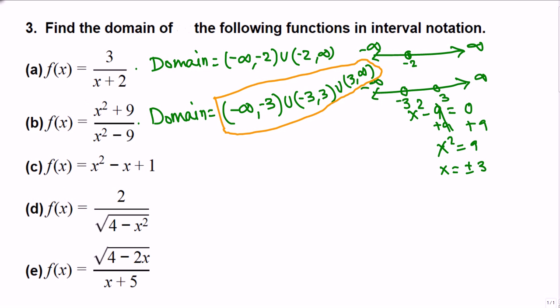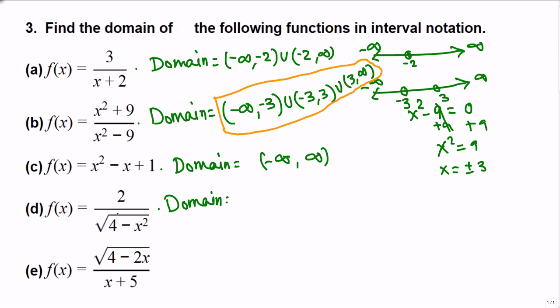Let's go for C. f of x equals x square minus x plus 1. This is a polynomial. The bottom is 1, so this is always defined. Polynomials are defined everywhere on the number line. So the domain is all real numbers, negative infinity through positive infinity. There are no restrictions.